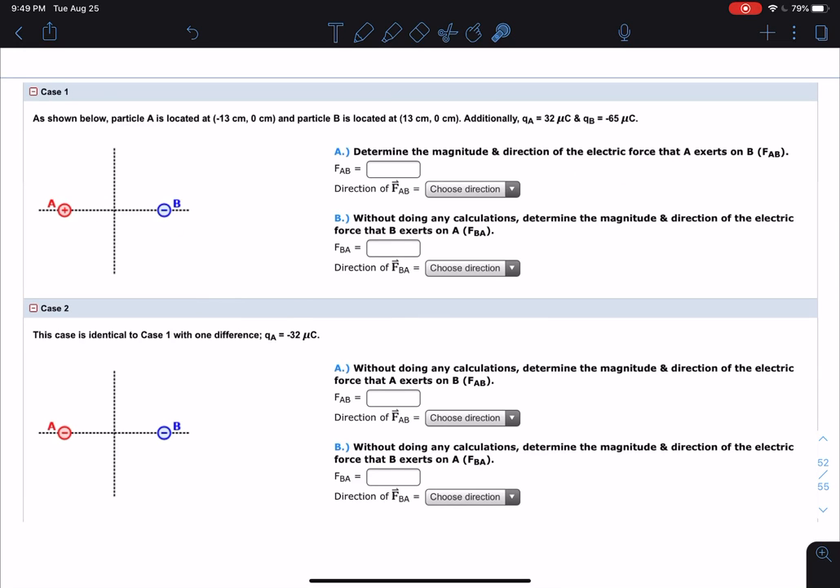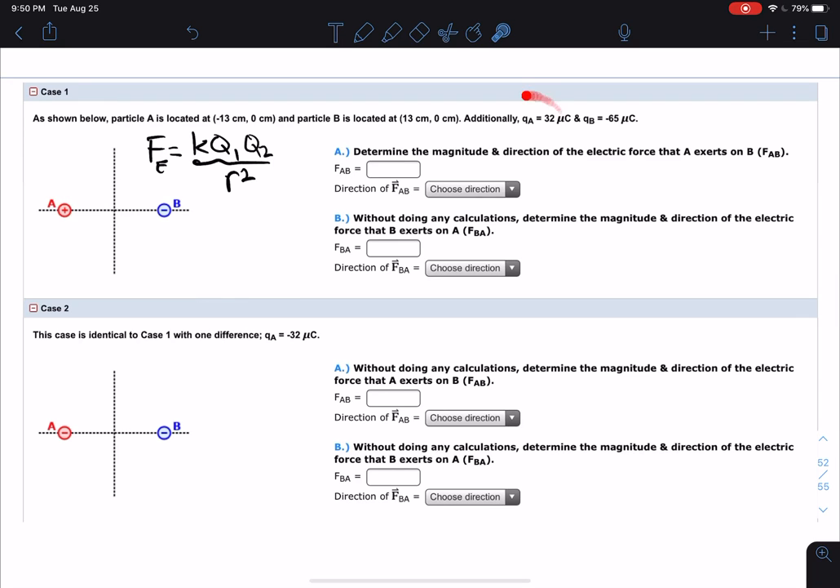And so to do so, of course, you're going to have to use Coulomb's law. And remember Coulomb's law, F equals K Q1 Q2 over R squared. This is the electrostatic force. K is Coulomb's constant. That's 9 times 10 to the 9th. Q1 and Q2, these are the magnitudes of the charge. So magnitude means essentially the absolute value of the charge.